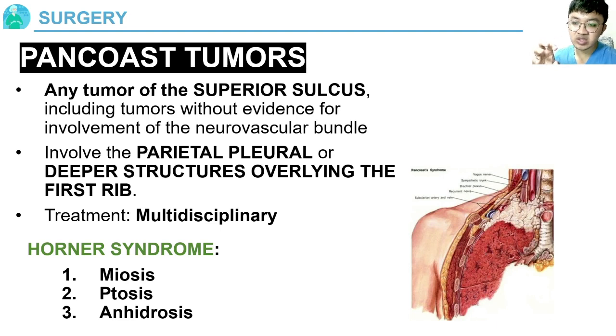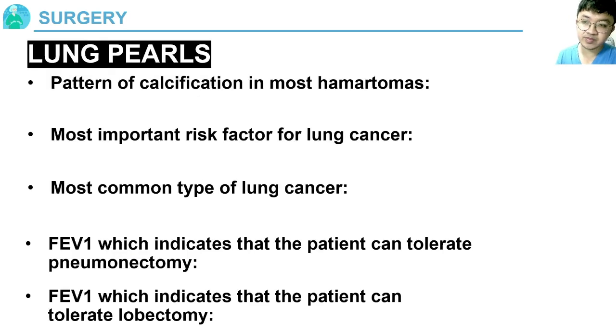Miosis means constriction of the pupil, and ptosis means drooping of the eyelids, and anhidrosis means absence of sweating, which are more or less sympathetic effects of impingement of that neurovascular bundle there. Then your Horner syndrome is associated with Pancoast tumors.